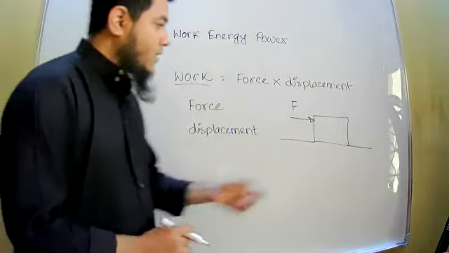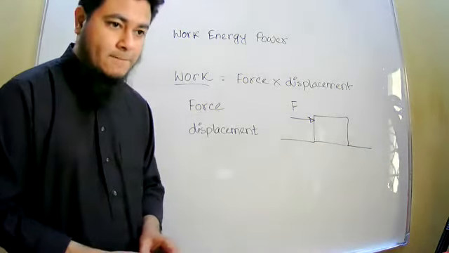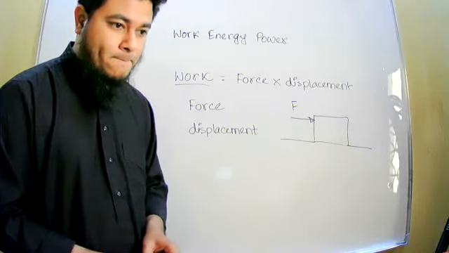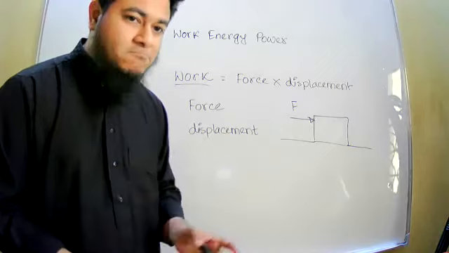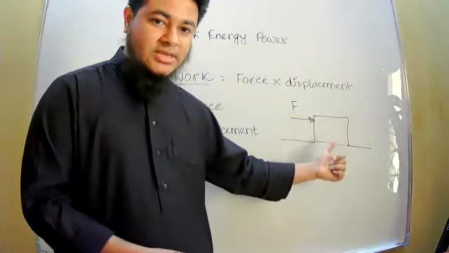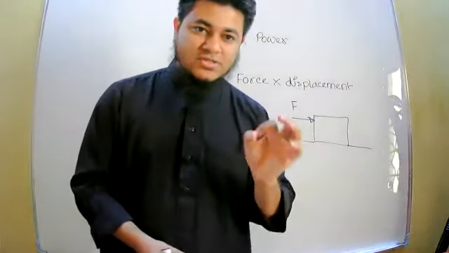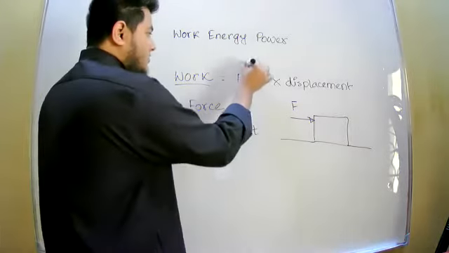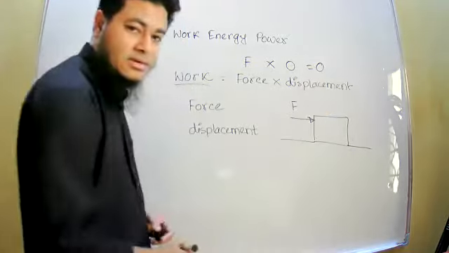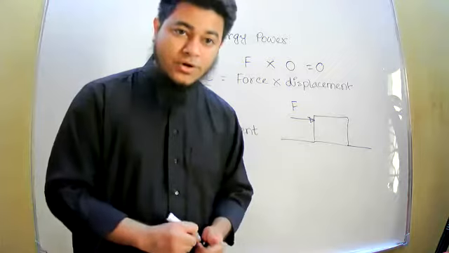Okay. But the box is not moving at all. So what is the displacement? Sir, no displacement, because it has not been displaced. The initial position is here. The final position is also here. So the displacement, between initial and final position, is zero. So even though there is a force applied, as the displacement is zero, the work done is zero. You cannot demand that you have done any work, okay?